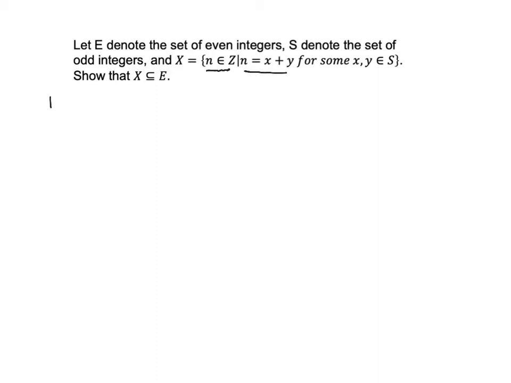So I need to start with an arbitrary member of X. So we're going to let A be an X. And then what I need to do is produce an argument that culminates somewhere down at the bottom here, where I'm able to conclude that A is a member of E. If I can do that, I will have shown that every member of X is a member of E, and therefore that X is a subset of E.